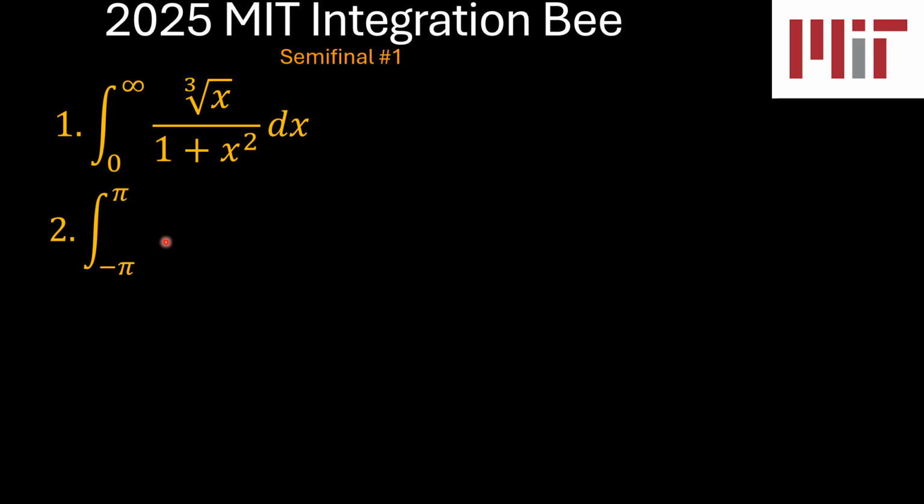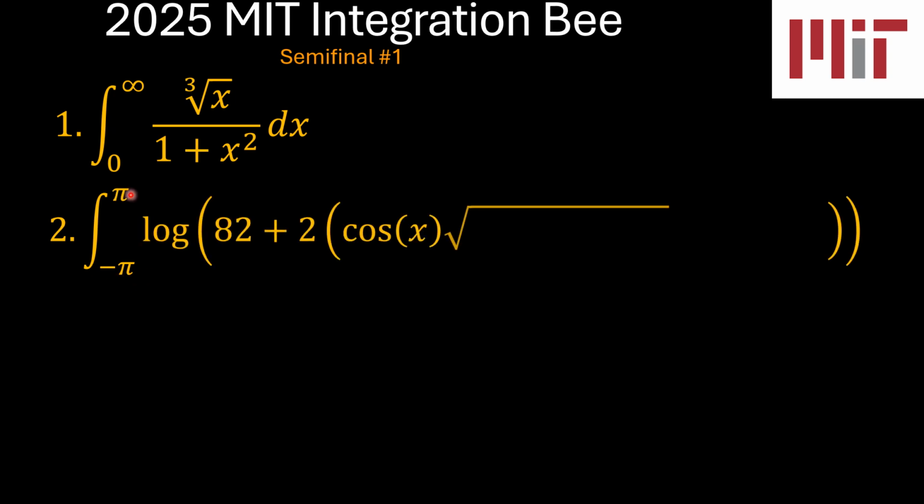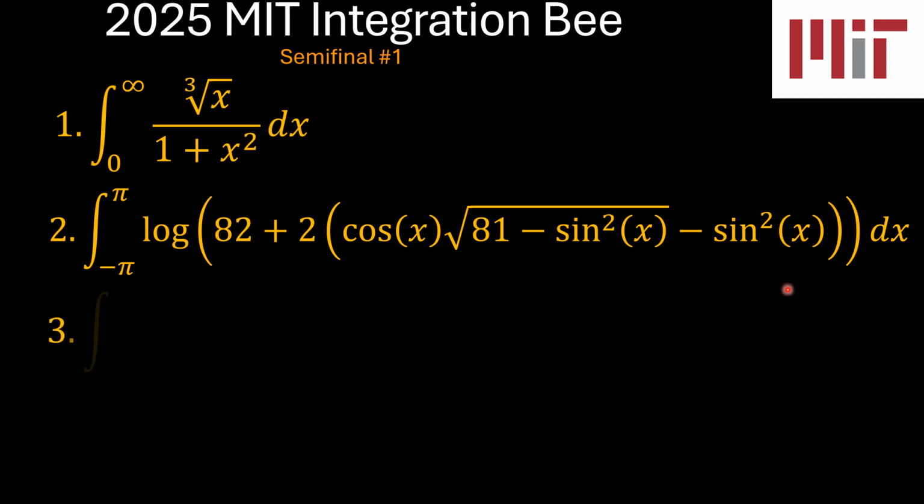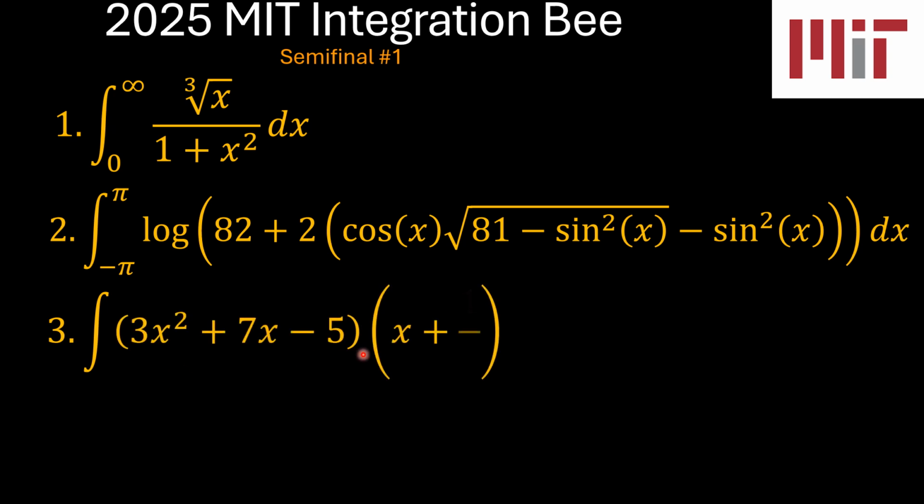Problem number 2 happened to be another definite integral from x equals negative pi to x equals pi of the natural logarithm of 82 plus 2 times open bracket cosine x times square root of 81 minus sine squared x minus sine squared x. Interesting problem. Problem number 3 was the indefinite integral of 3x squared plus 7x minus 5 times open bracket x plus 1 over x close bracket times e to the power x plus 1 over x.